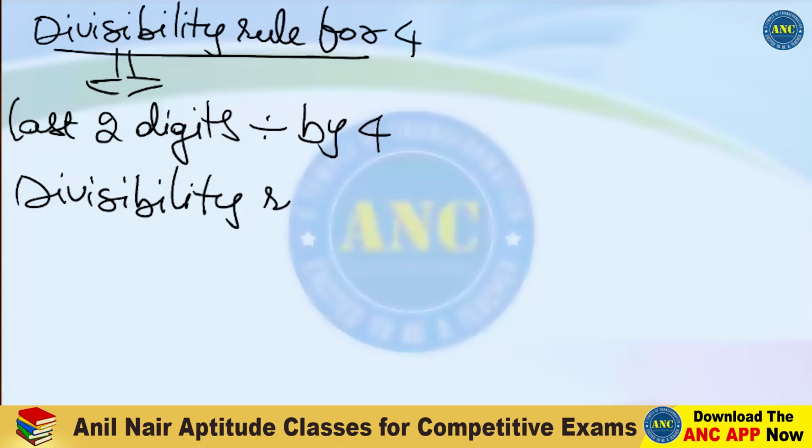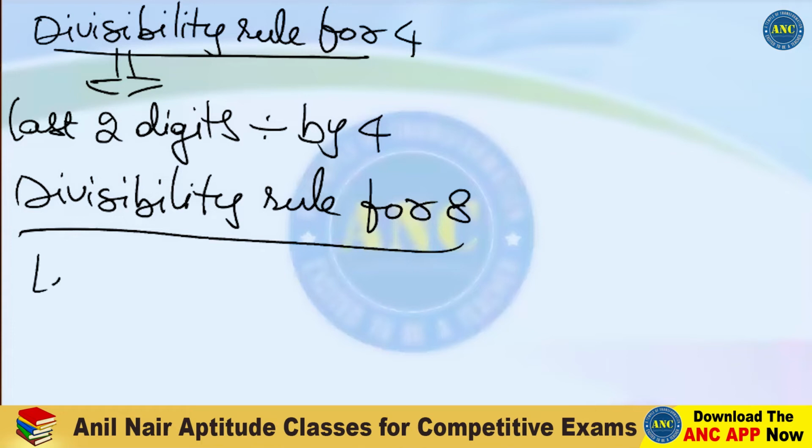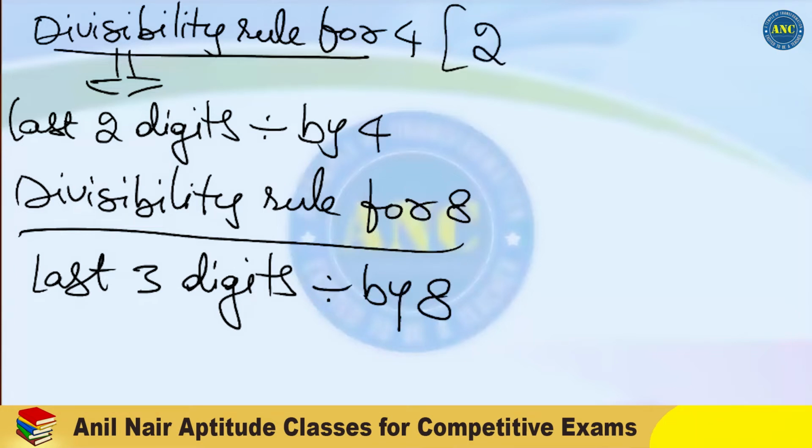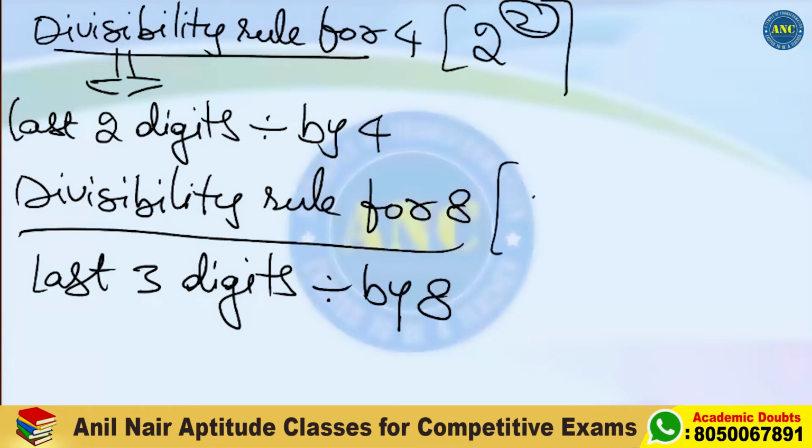Divisibility rule for 8. What did we get? Last 3 digits should be divisible by 8. Can I also write it like this? 4 is 2 square. That is the reason I got last 2 digits. 8 is 2 cube. Last 3 digits should be divisible by 8.